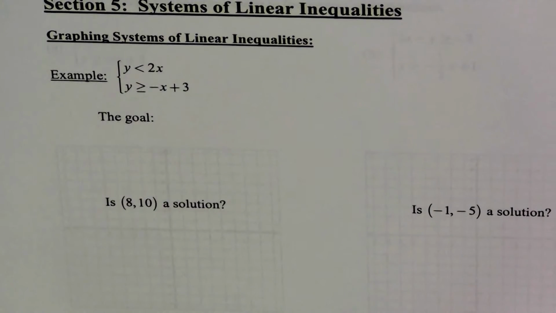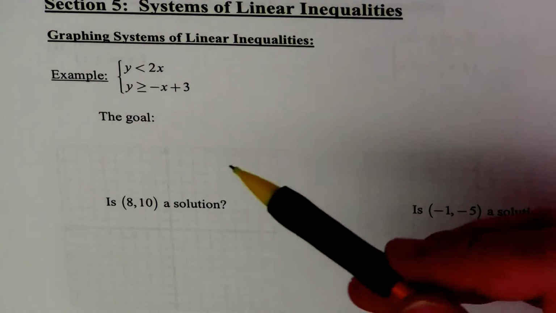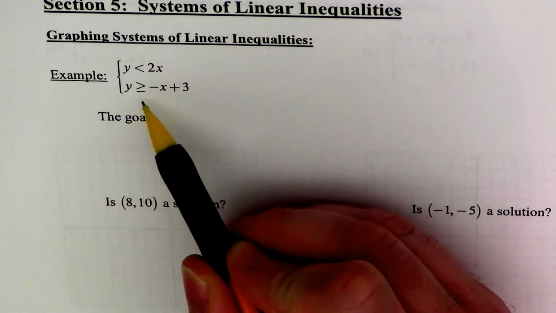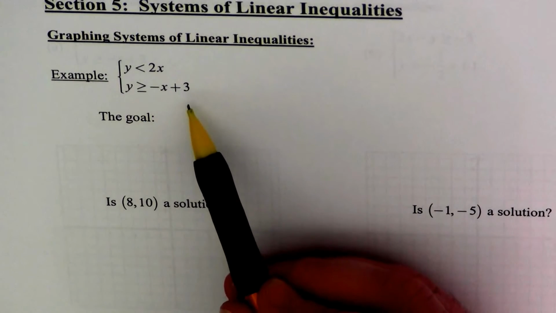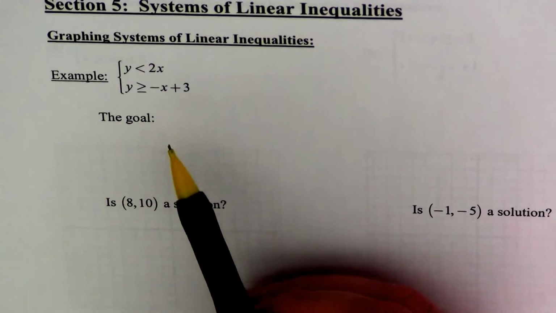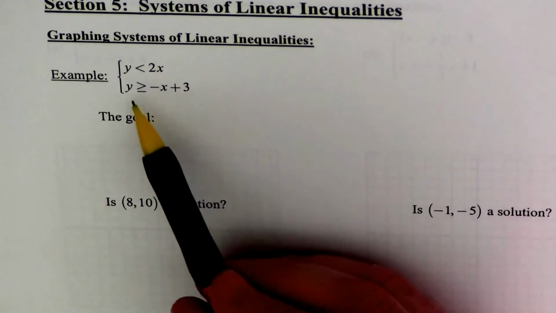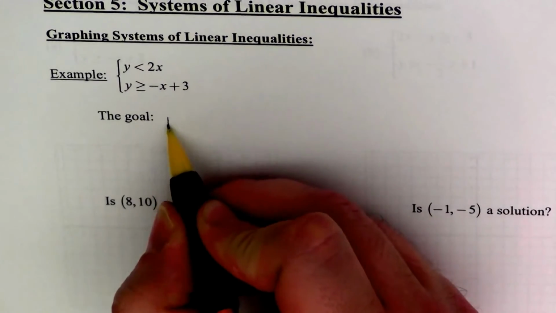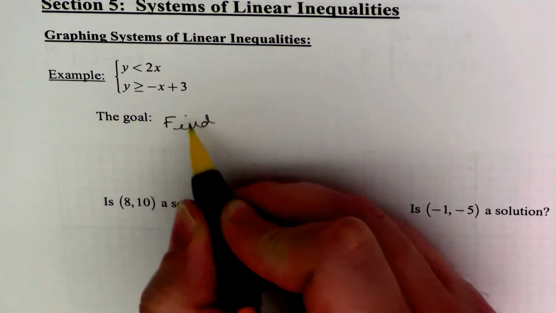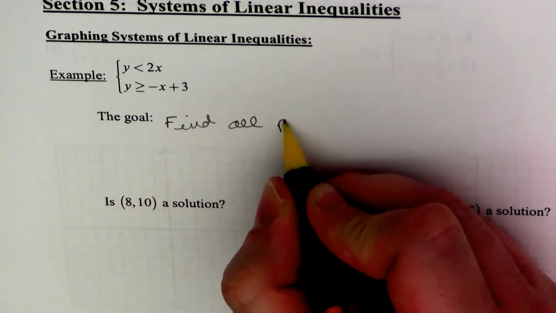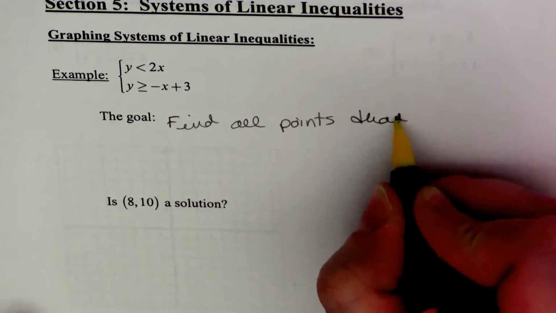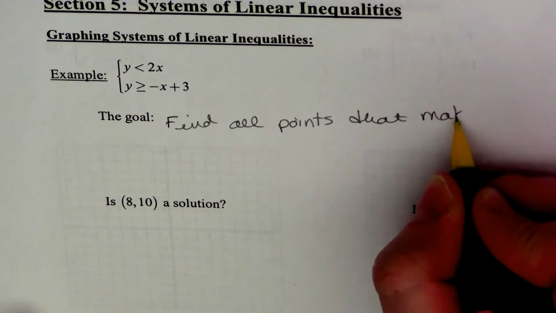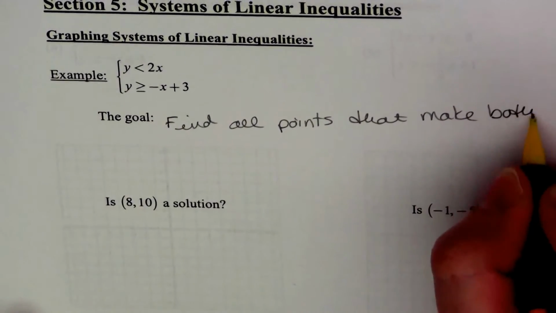In section 5, we're going to look at systems of linear inequalities. So remember, a system just involves two or more things, and this time they're going to be inequalities, like y is less than 2x and y is greater than or equal to negative x plus 3. Our goal with these systems is to find all the points that make both of those inequalities true at the same time.